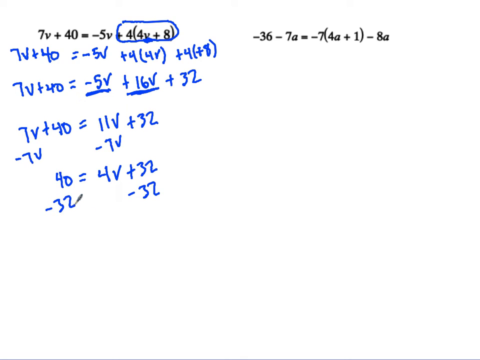Subtract 32. 40 minus 32 is 8 equals 4v. Divide by 4. So 2 equals v. All right, we're in the home stretch. Last problem here.